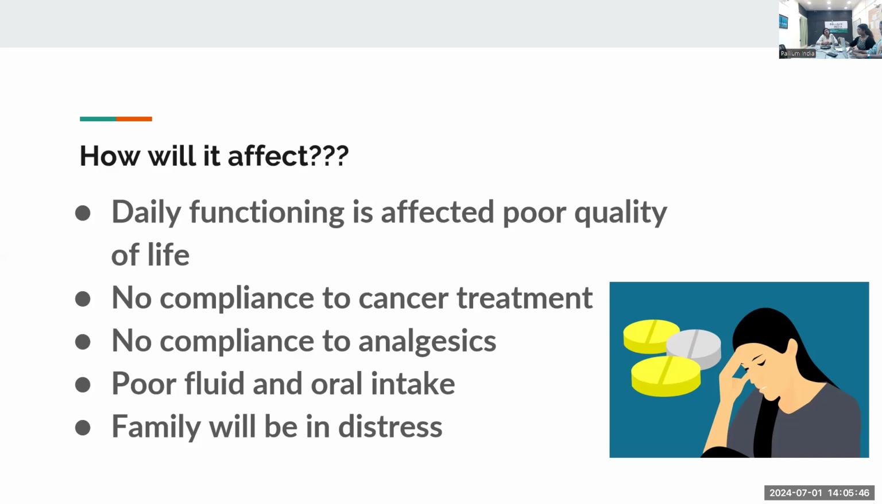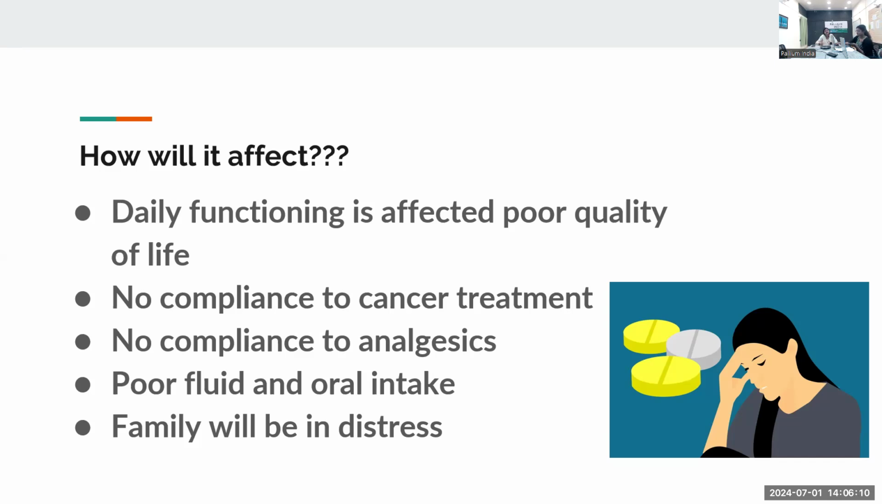See, here we see a lot of patients who are undergoing chemo. But after 1 to 2 cycles of chemo, they'll tell their doctor, I'm going to stop this chemo because it is giving me a very bad effect. I'll get vomiting, I'll get nausea, I'll feel very nauseated for a very long time. So they'll stop the treatment. So that's what happens. There will be no compliance to the treatment.